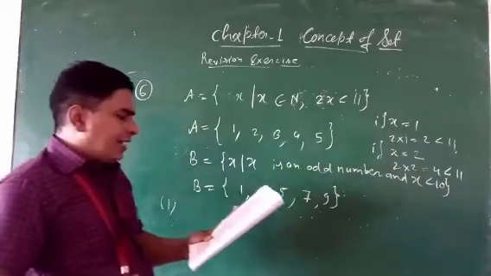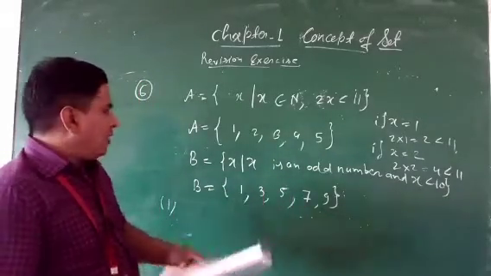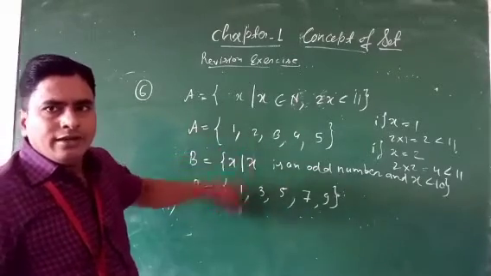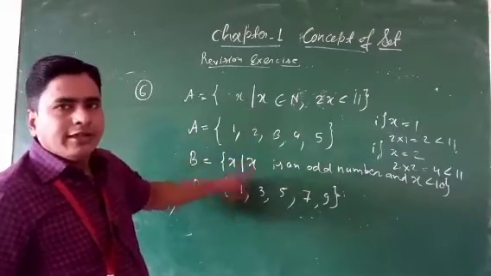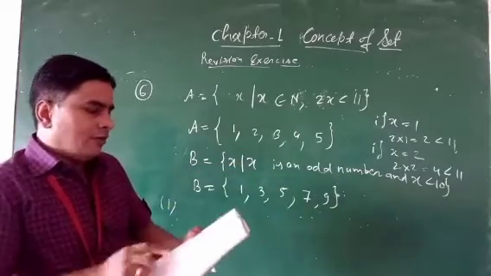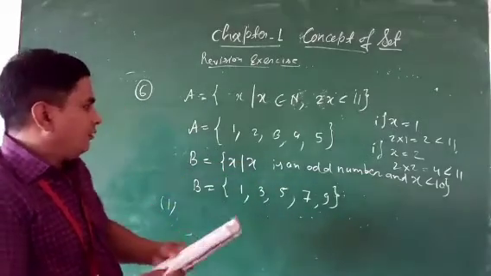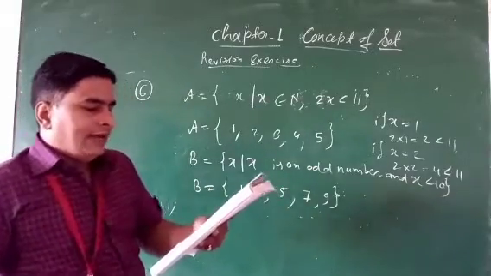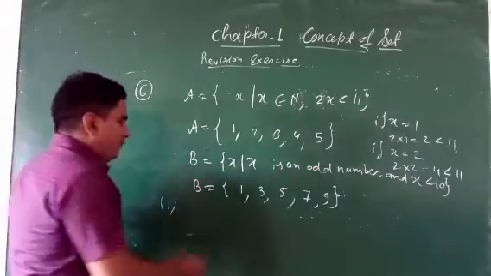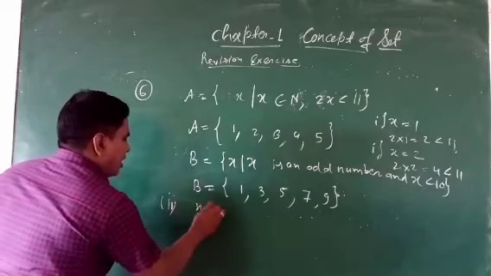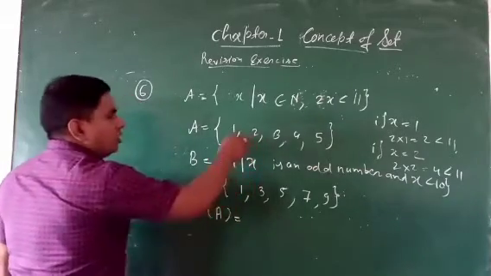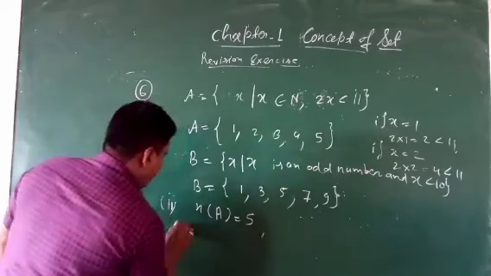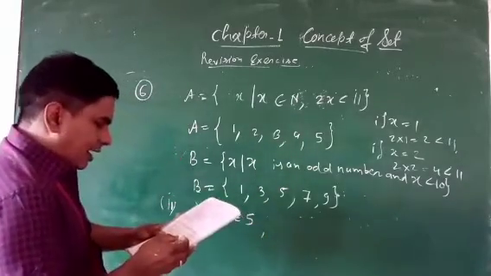Now question first is given. Write sets A and B in tabular form. So here I have written. Clear? Both are in tabular form. Okay, next. Find n of A and find n of B. Find the cardinal number of A and cardinal number of B. So how many elements are there? 5 elements.